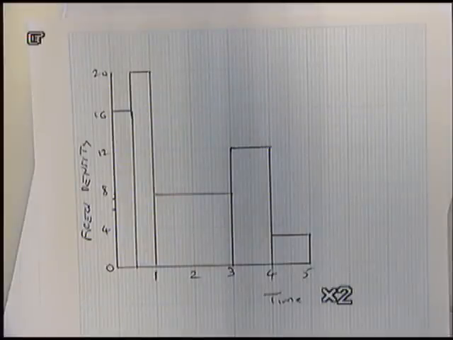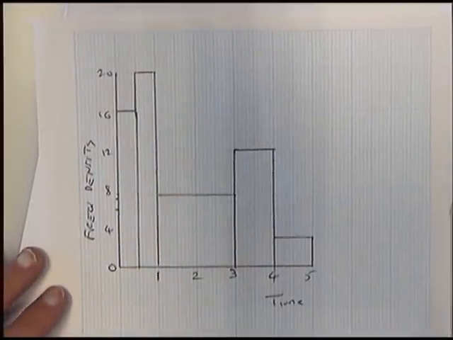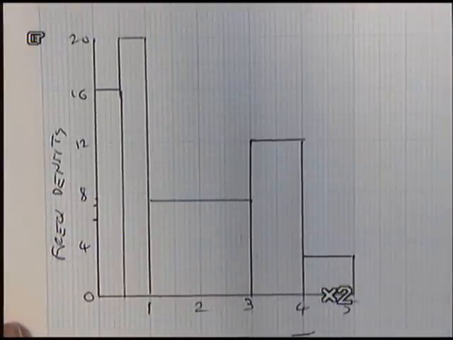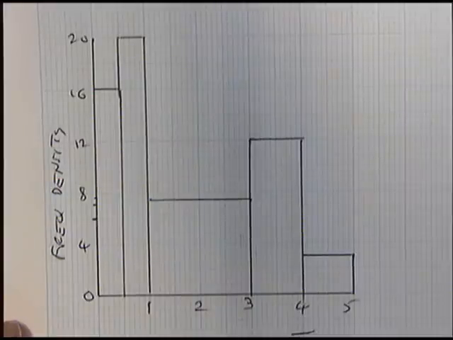In this part of the video, we're going to look at the histogram we've got, and we're going to say, if we didn't have the table to start with, how could we work out the frequency? Now this is still question 3 in the book on page 134.